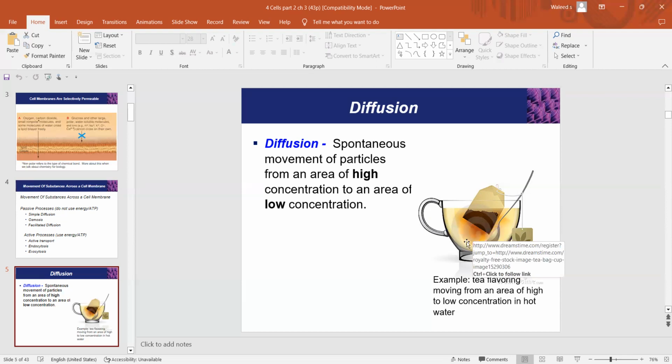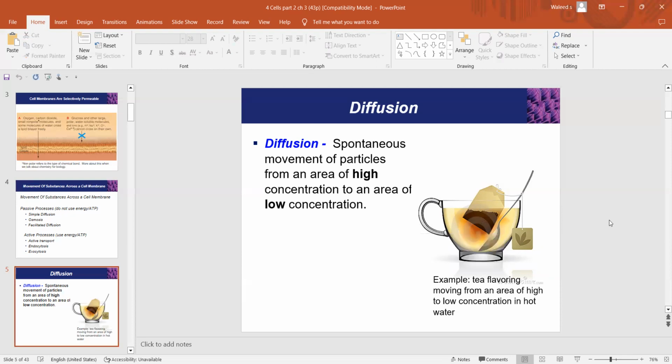So it's leaving from high concentration inside the bag, as you see here, to low concentration, which is the water, right? So the flavor of the tea and the tea itself is going to cross, leaving and going out to the water. The question is, why out? Because it's more concentrated, as you see here. This is the actual tea. It's more concentrated inside of the tea bag than outside.